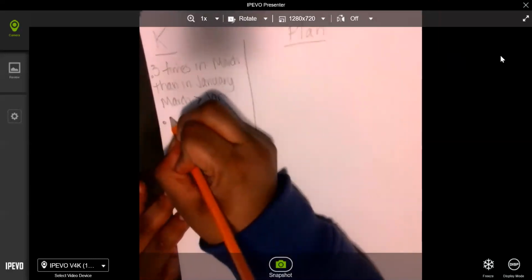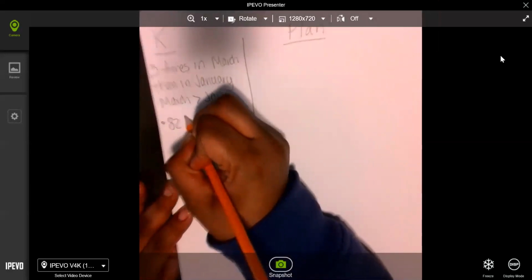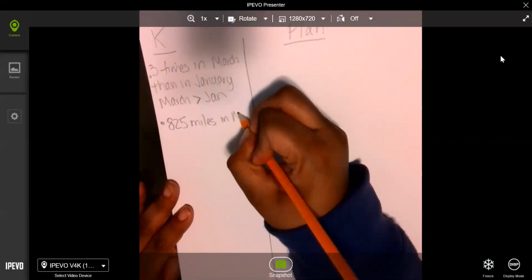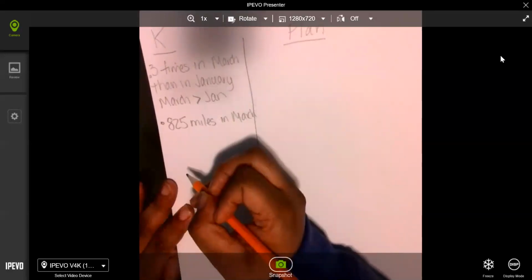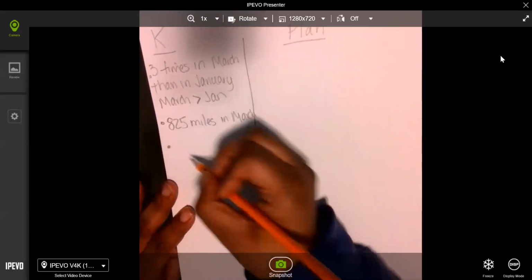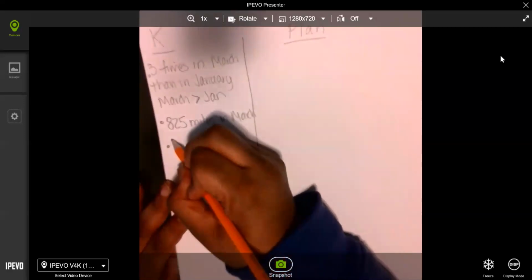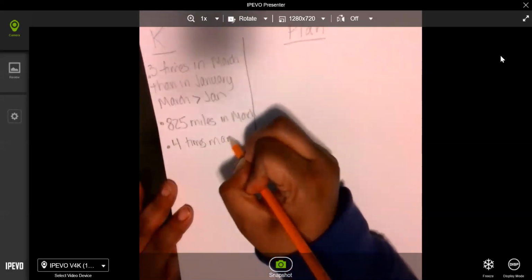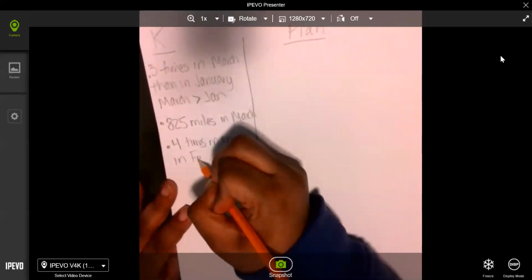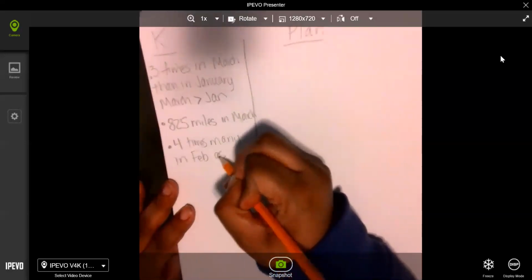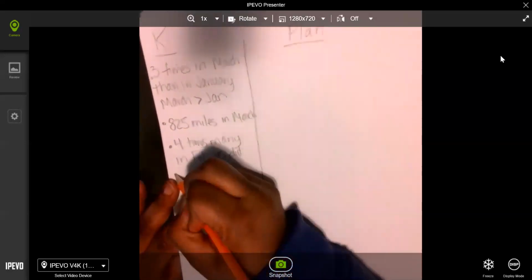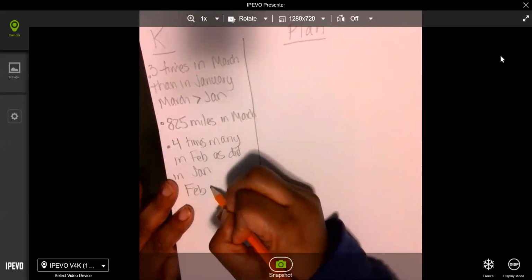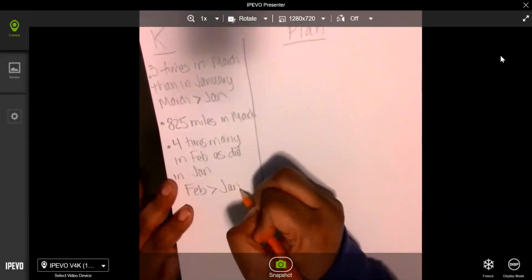Then I'm also going to reread the sentence, 825 miles in March. Then I'm going to read, she drove 4 times as many in February as she did in January. So February is greater than January.